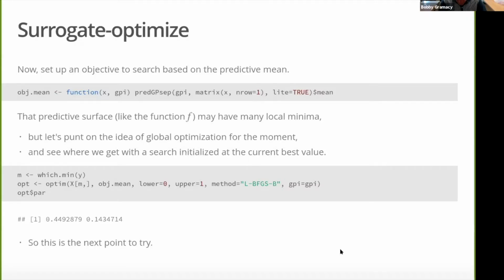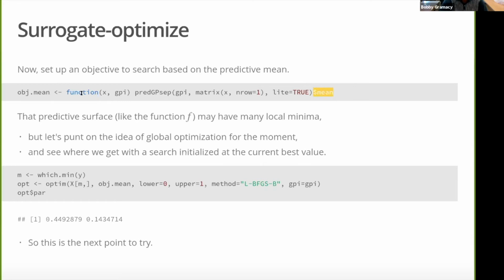All right, so now what am I going to do with that fit? I'm going to do the second step in my algorithm. That second step is to optimize the surrogate, the prediction from the fit rather than from the function. So I'm going to set up an objective. I'm calling this objective my mean. It's a function that I'm going to optimize instead. What am I going to optimize instead? I'm going to optimize the prediction from my Gaussian process. What aspect of the prediction? The mean. My Gaussian process will give me a mean and a variance. It'll also give me a covariance if I want. But all I'm going to use for right now is the predictive mean.